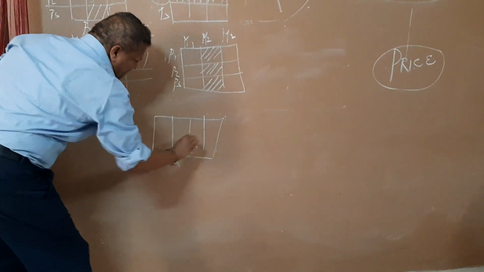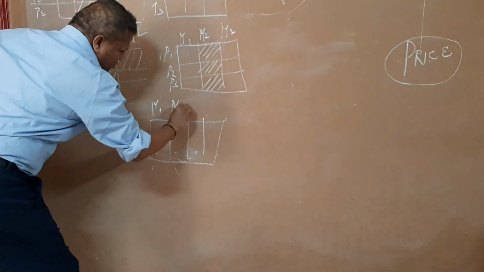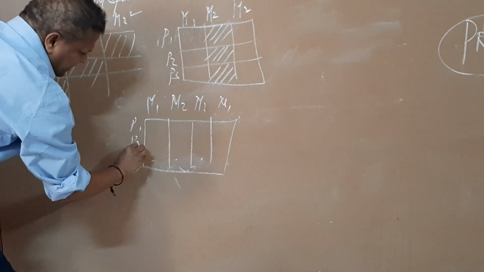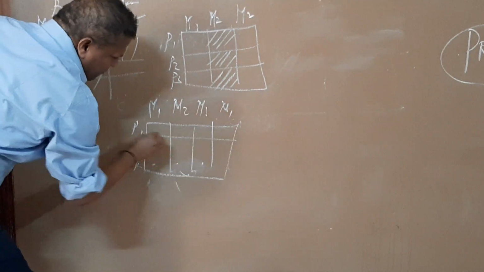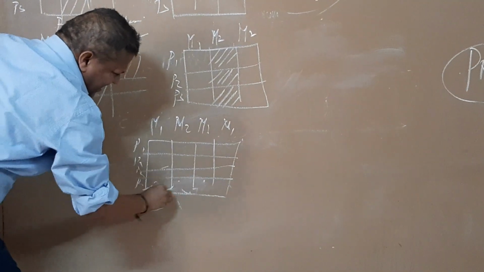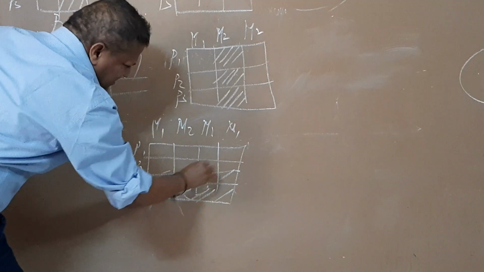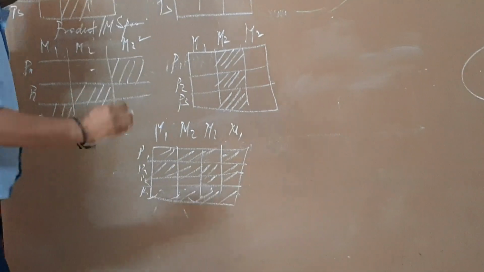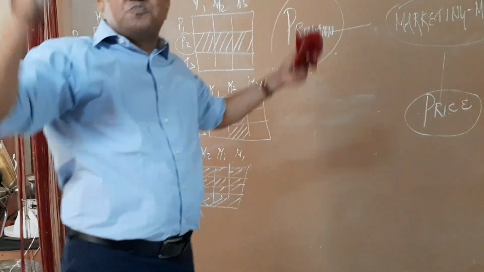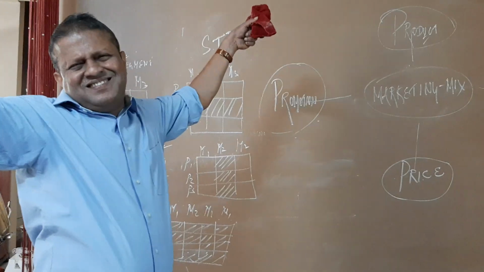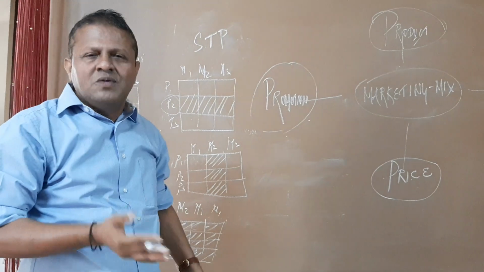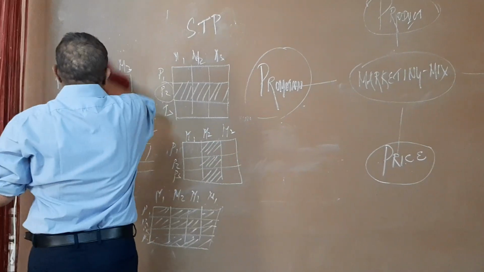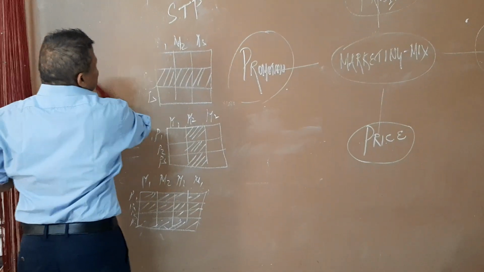Now we come to the last one, where there is no scope for segmentation, because you want to put your product everywhere: M1, M2, M3, M4 and P1, P2, P3, P4. If you want to put almost all your products in every market, there is no scope for segmentation. The way Reliance is trying to do, that is very difficult. It's not at all possible. So this is what is called segmentation.